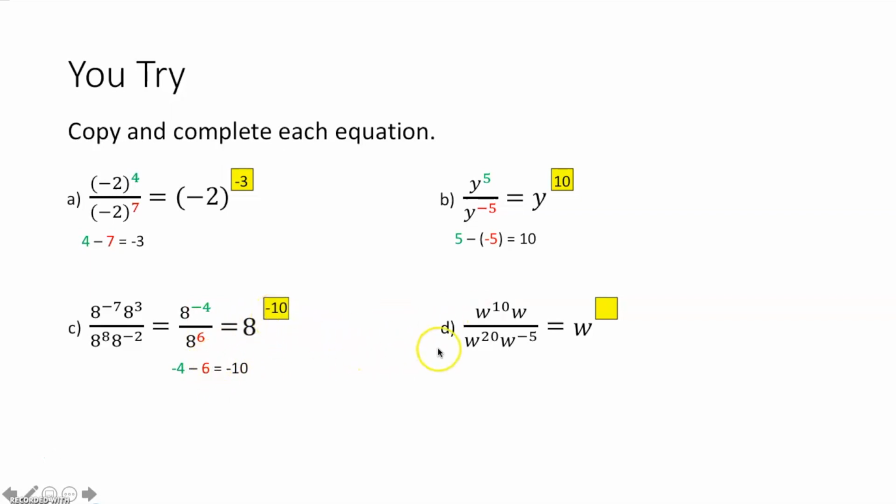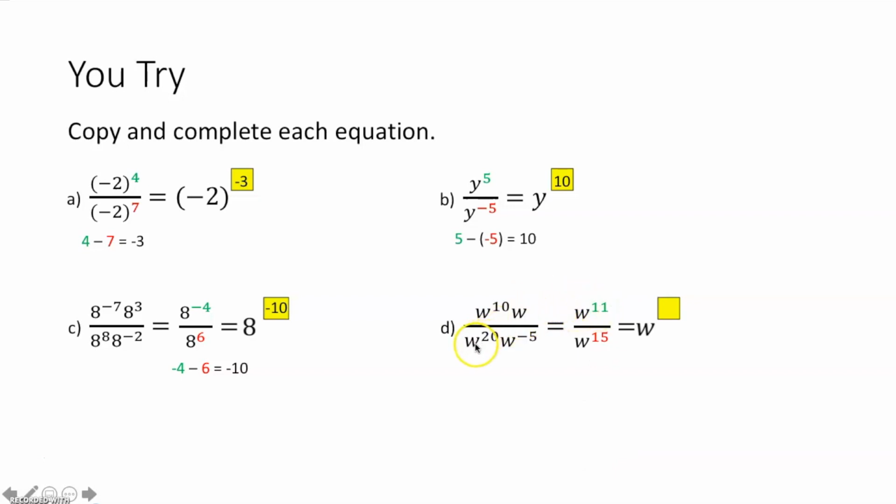Here, doing the same thing that we did in part C. So w to the 10th times w, we need to simplify our numerator and denominator first. W to the 10th times w, well, w is w to the 1st, right? So when we multiply like bases, we add the exponents together. So what's 10 plus 1? That's going to be 11. So we get w to the 11th over here.